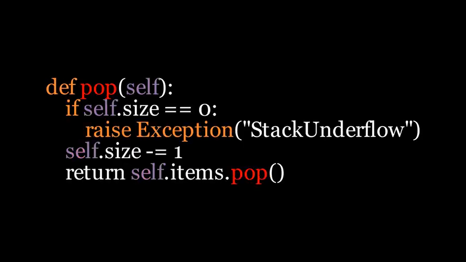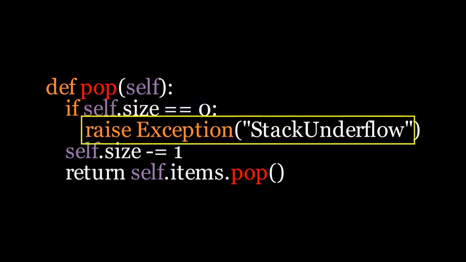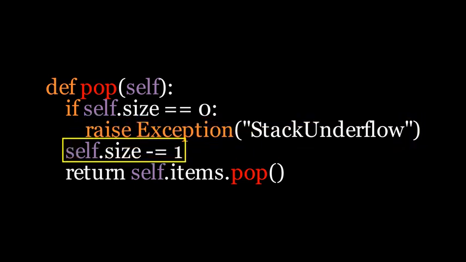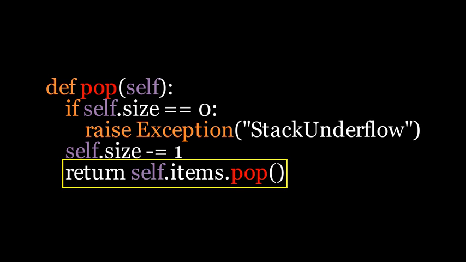To define the pop operation, we'll start by creating a method called pop. First, it checks if the stack is empty by verifying if the current size is 0. If the stack is empty, it will raise a stack underflow error. Otherwise, it will decrease the size by 1 and remove and return the last item from the items array.